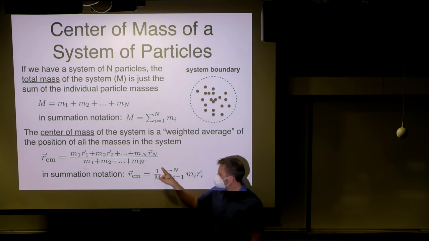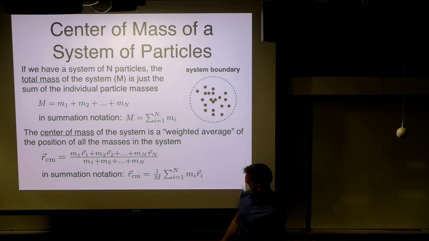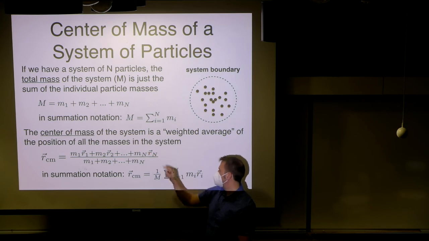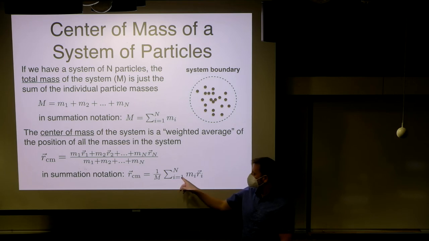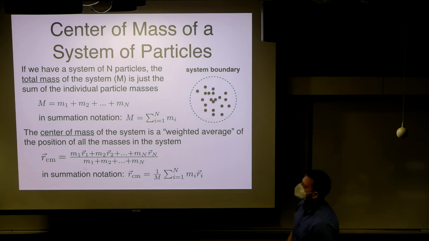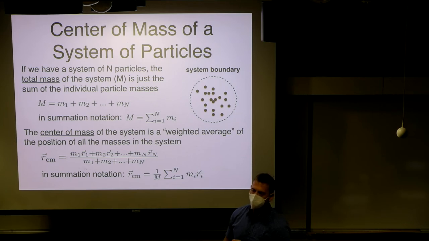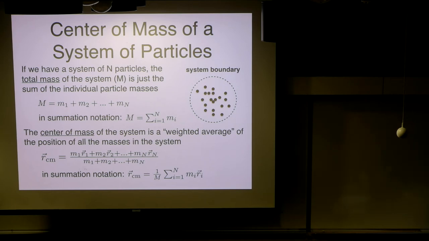So I'm just going to put 1 over big M as a factor out front. And then what are we doing other than that? Well, we're adding together a bunch of terms that look like this: M times R. That's mass times position. So I have MI, RI, added together from I equals 1 to M. Okay? So I know that might look a little weird or foreign at the moment. We're going to do some examples for how you actually apply this. Okay? But any questions so far on the concept? So the center of mass is a weighted average of the positions of all the masses in your system.